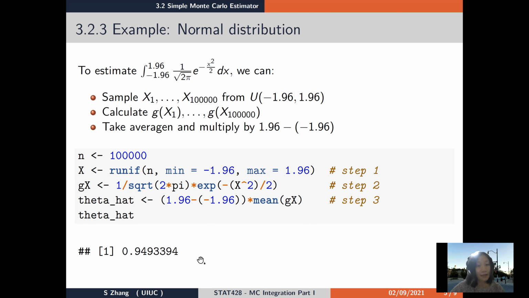Well, this is quite close. So this is nice, meaning that the Monte Carlo estimator for this integral actually results in an estimate that's quite close to the theoretical probability of about 0.95.